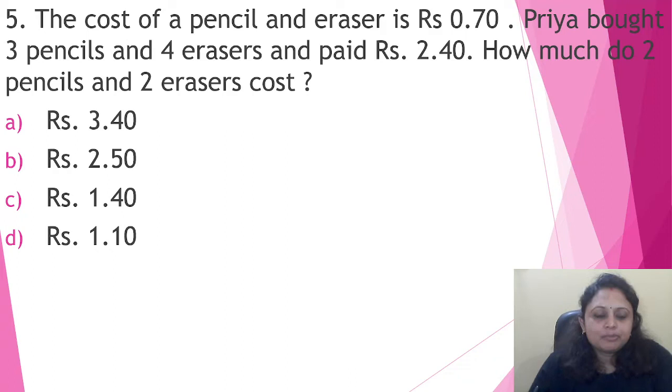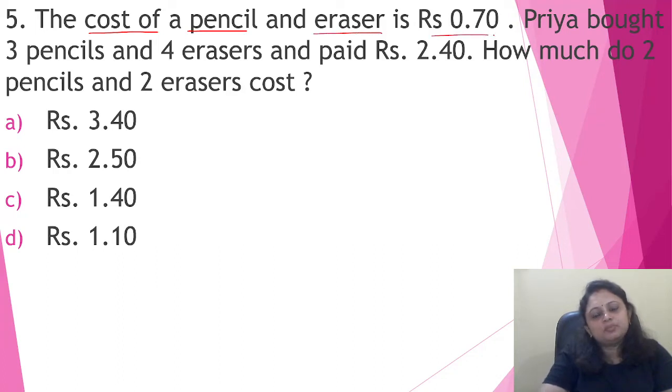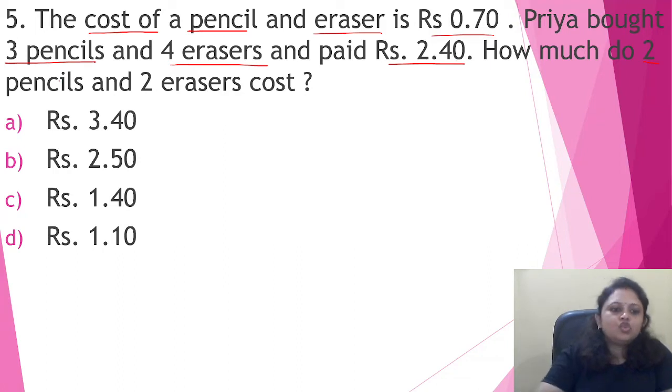Option A, rupees 3.40, B, rupees 2.450, C, rupees 1.40, D, rupees 1.10. So in the question it is given the cost of a pencil and eraser is rupees 0.70 and Priya bought 3 pencils and 4 erasers and paid rupees 240 paise. How much do 2 pencils and 2 erasers cost?